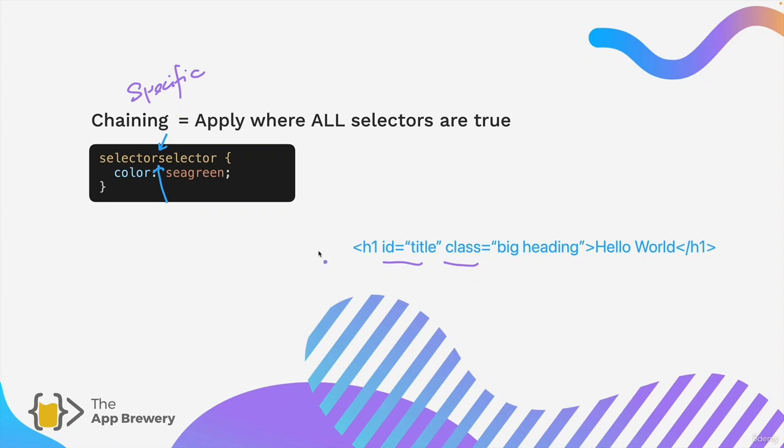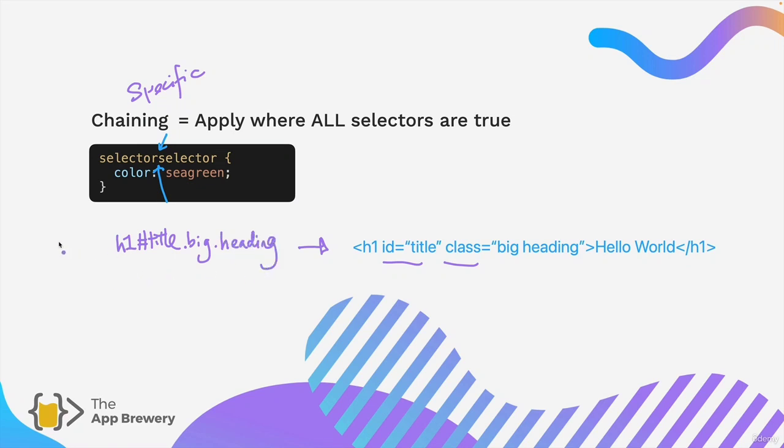In order to get hold of this particular H1, we could say we're looking for an H1, and then without any spaces, we add immediately, say, a # sign to select on the ID of title. Now the selector says, look for an H1 that also has an ID of title. And then we can even add on another one. So we could say it also has the class of big. And it also has the class of heading.